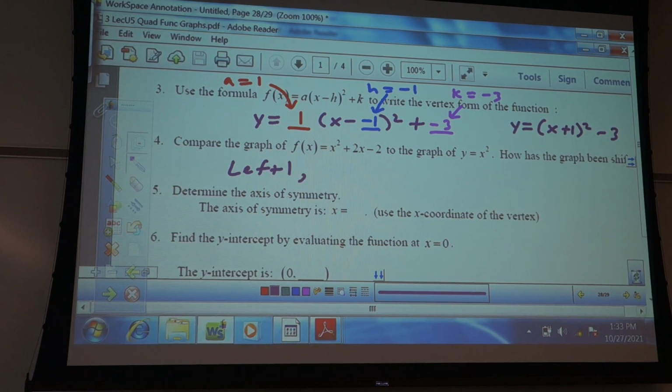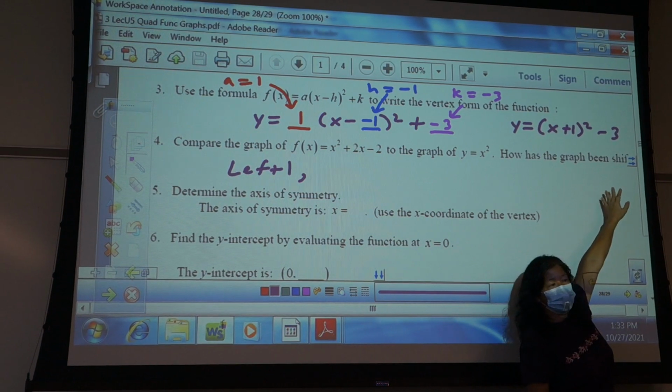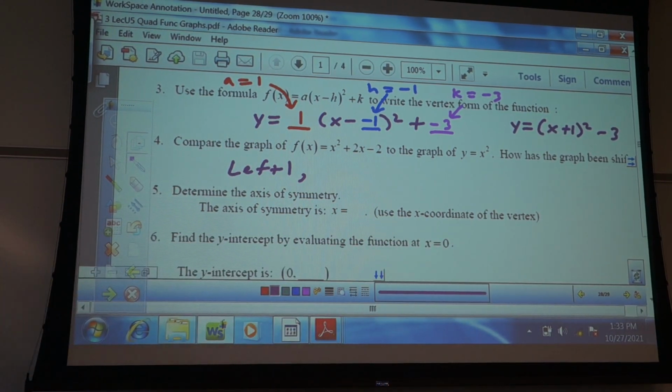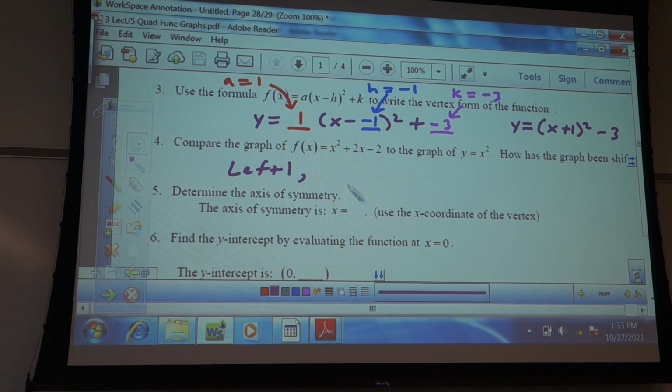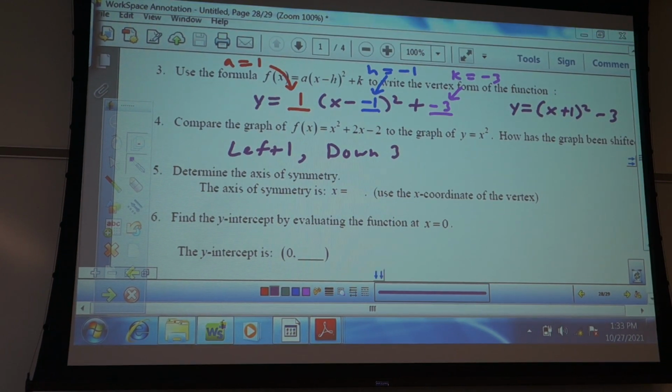And then on the outside, what do we have on the outside of the function? -3. So -3 means what? Down 3. Good.